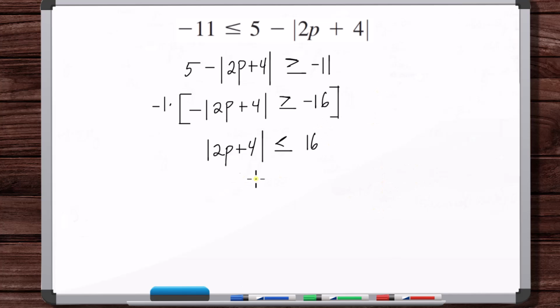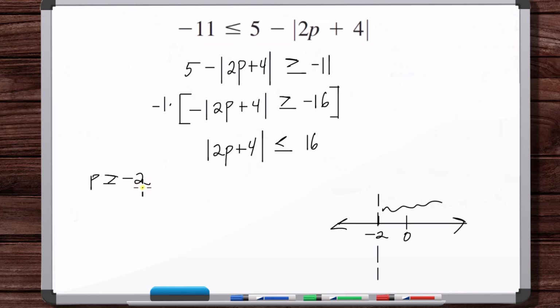Okay. So when does 2p plus 4 equal 0? That's when p is minus 2. So that's just one boundary point here. Let's start with p being greater than or equal to minus 2. In that case, 2p plus 4 will always be positive or 0, so we can just remove the absolute value.